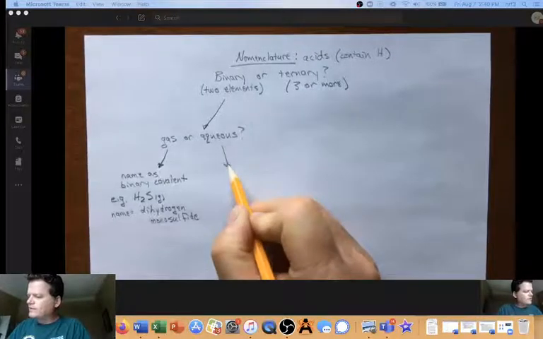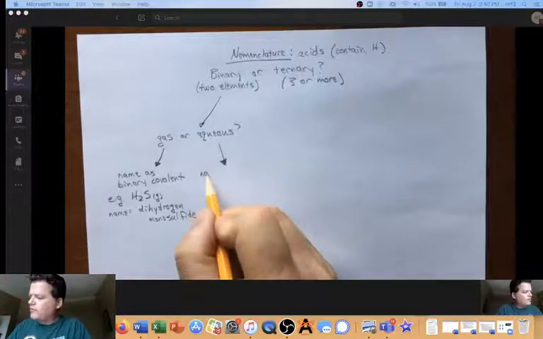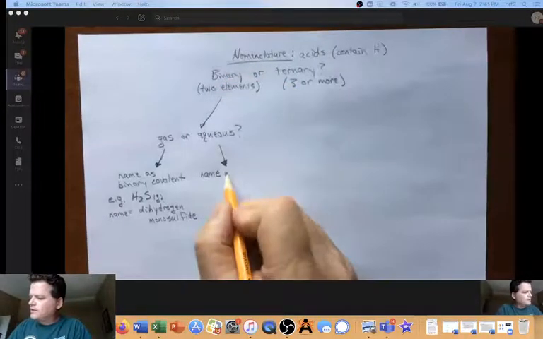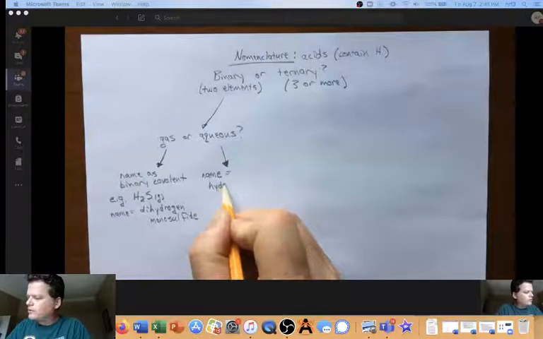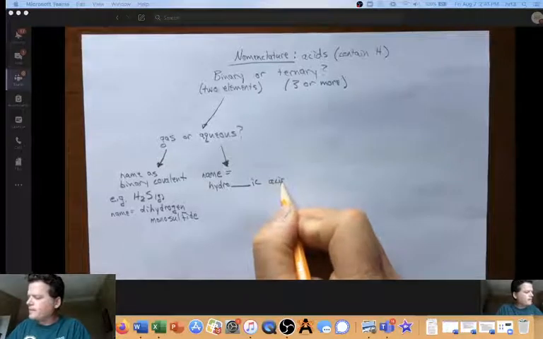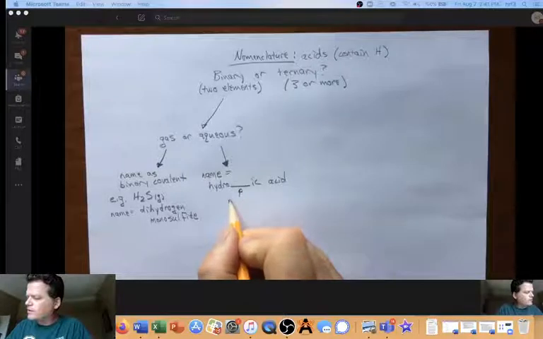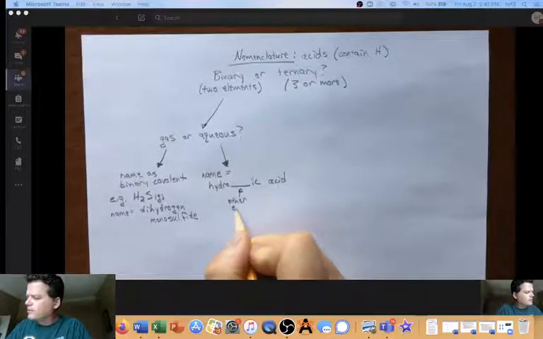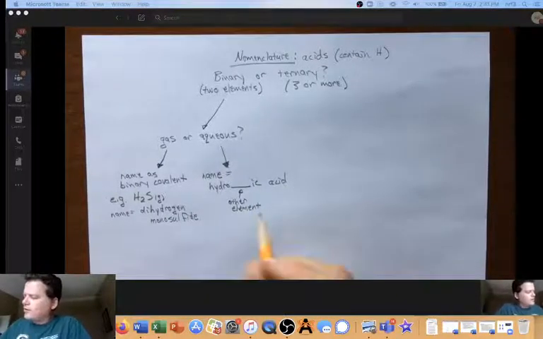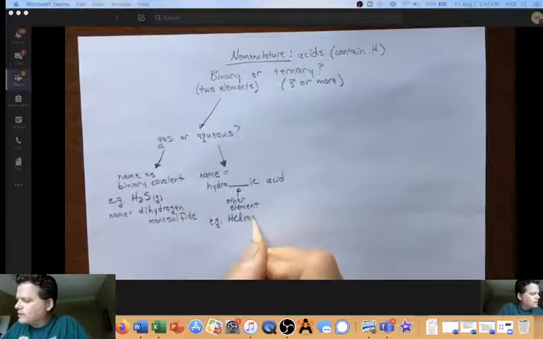Now, if it's aqueous, then we have a new way of naming. And the name for an aqueous binary acid is hydro blank ic acid. Hydro for hydrogen, blank for the other element. Remember, it's binary, so there's two elements. Then ic acid. So, for example, a very common acid is HCl aqueous.